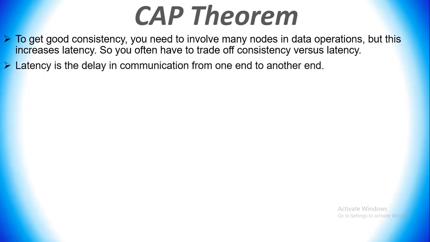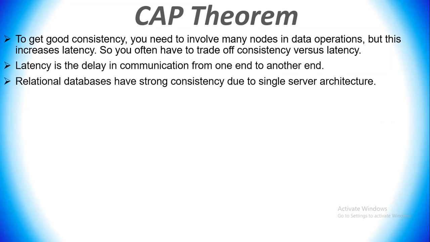So latency is this end-to-end communication delay, which I already explained. This thing also I explained, as the relational databases have single server architecture. It has strong consistency and less latency. So consistency is an advantage, latency is a disadvantage. So having high latency is not desirable.